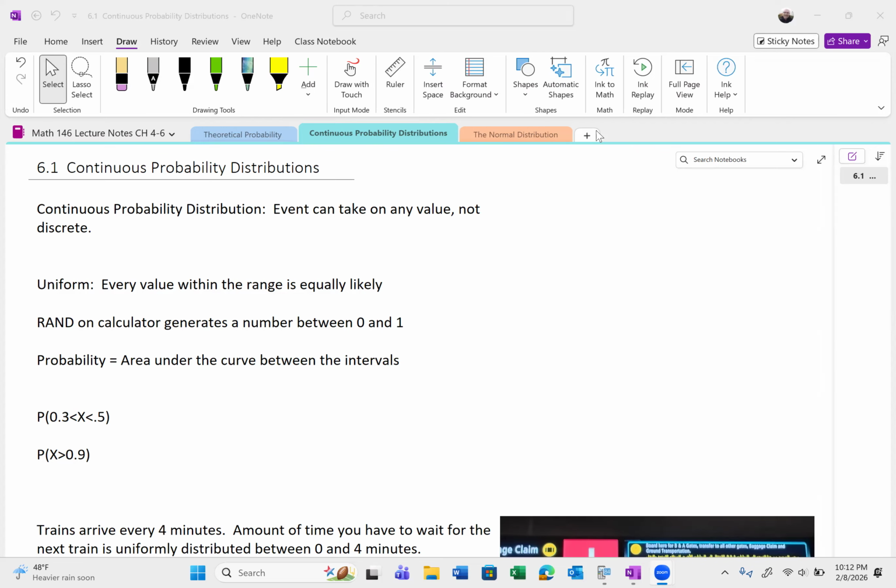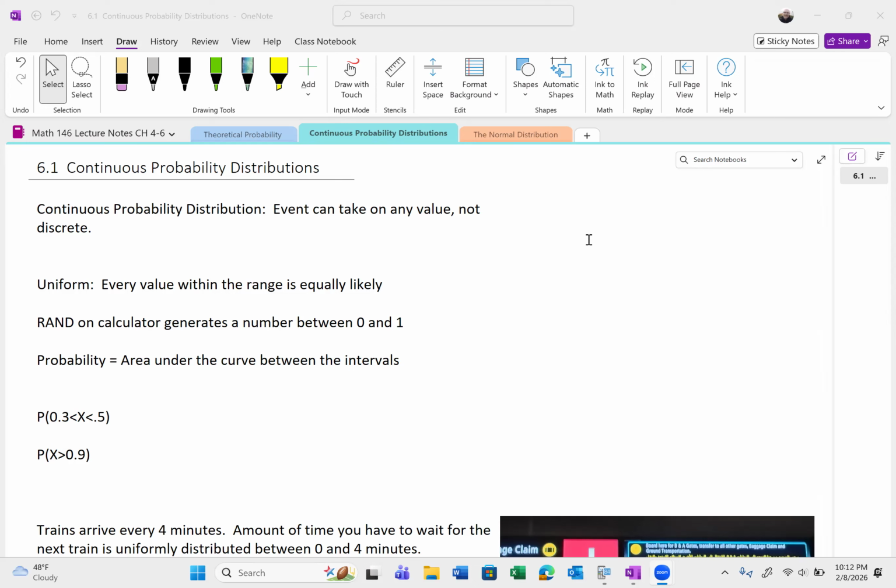Okay, we are going to talk about continuous probability distributions here in our next section. A continuous probability distribution is one where our event can take on any number, not just whole numbers, like we typically had with discrete distributions. Like when we're rolling a die, you get a one, a two, a three, four, five, six. But in a continuous probability, you can get any number at any particular time. It doesn't jump from value to value. You can have fractional values.